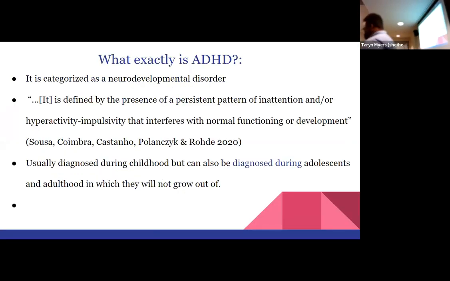Okay, so what exactly is ADHD? It is categorized as a neurodevelopmental disorder. It's defined by a persistent pattern of inattention and or hyperactivity-impulsivity that interferes with functioning or development. It is usually diagnosed during childhood, but can also be diagnosed during adolescence as well as adulthood.